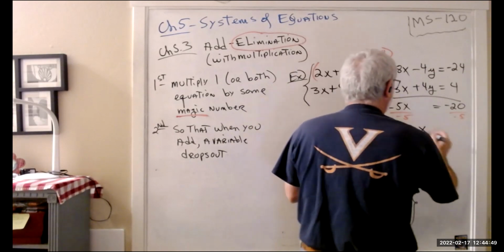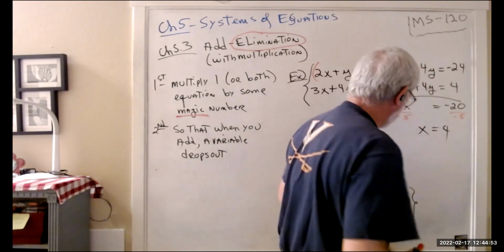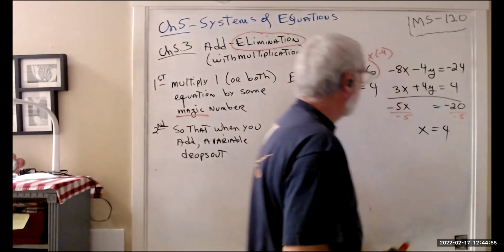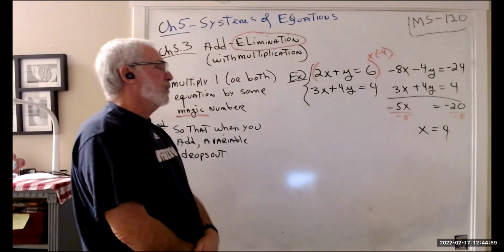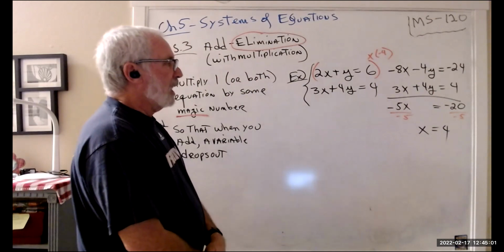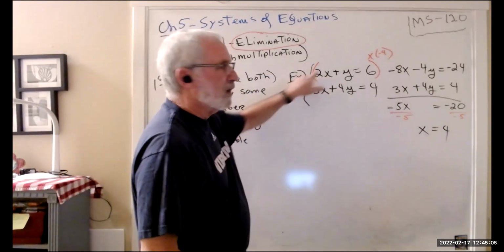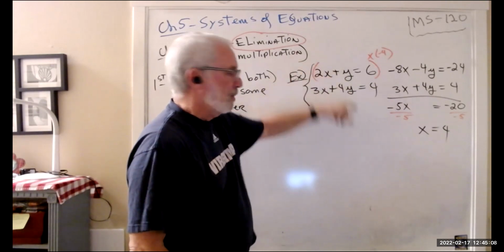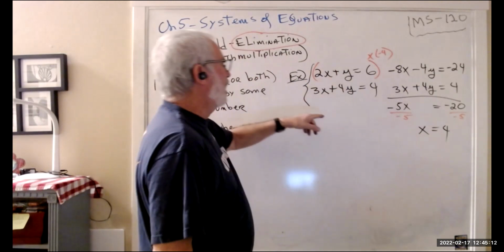And that gives me x is 4. Okay, well, that's a normal answer. So that means there's got to be a y value. Well, once again, I have to plug it back into the original problem to find the other variable. I found x is 4. I plug it back in.